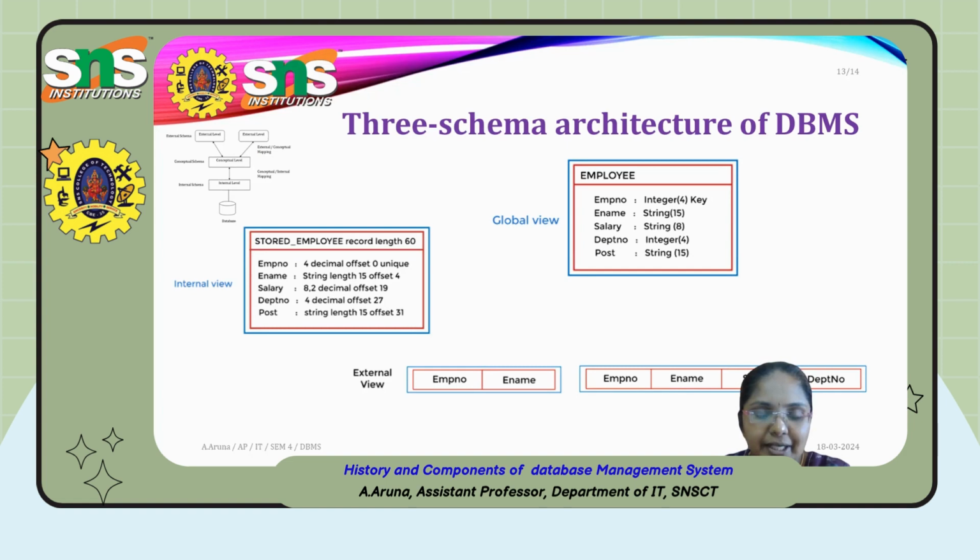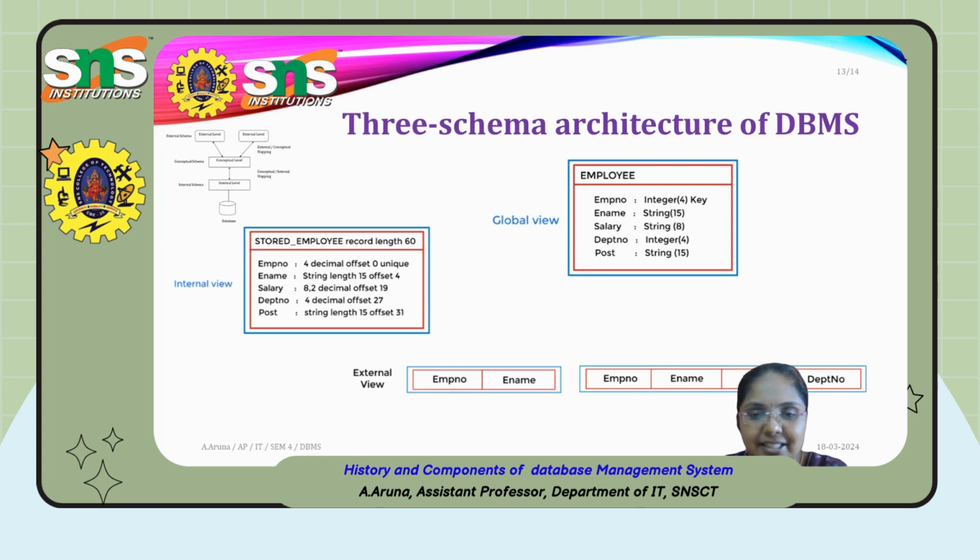For example, an employee database. My database is an employee database. Their record length is 60. Inside that, what types of attributes am I using? Employee number, name, salary, department number, and post. What data type am I going to use here? That is an internal view. It will have constraints and an offset value, everything we describe here. In the logical view, that is the physical view, we see only the structure. It is an integer, a name, salary, department number.